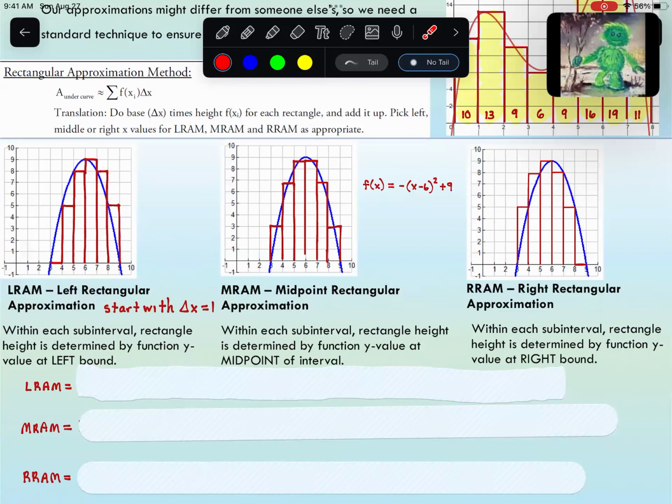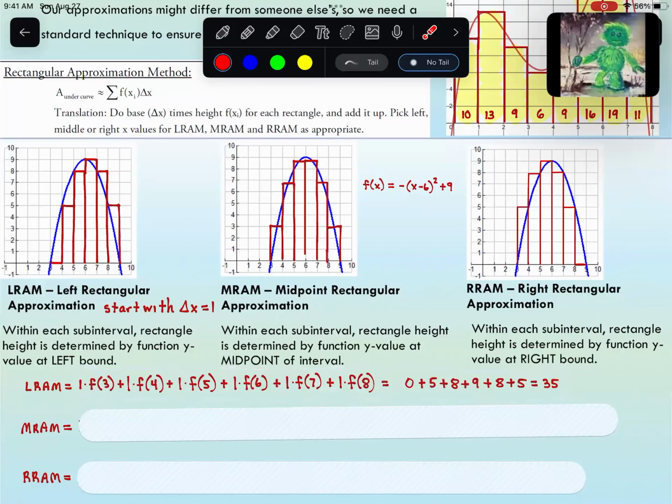And then we do the same thing for every subinterval. From 5 to 6, I need to base the height off of what's happening with my function at x equals 5, where we have a y value of 8, hence a rectangle height of 8. Go through and construct a rectangle for each subinterval as I've done here. Okay, and then we're going to add up the areas.